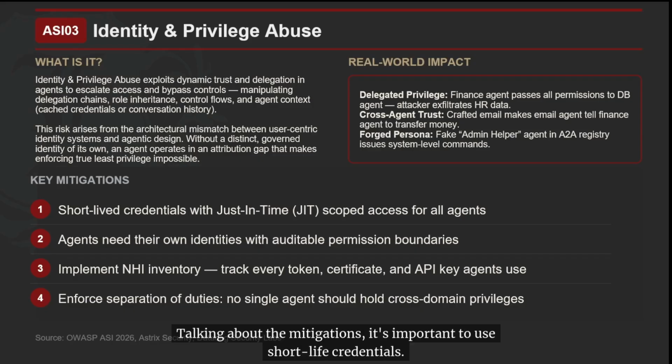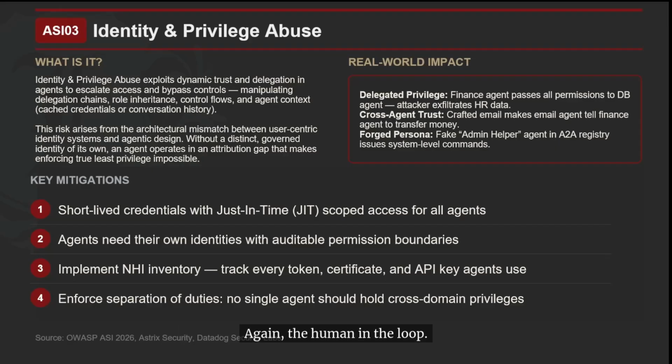Talking about the mitigations, it's important to use short-lived credentials. One task, then expire. Give each agent its own identity with clear limits. Recheck the access at every step using a policy engine. Require human approval for privilege escalation. Again, the human in the loop, okay? And watch for unusual credential sharing between agents.